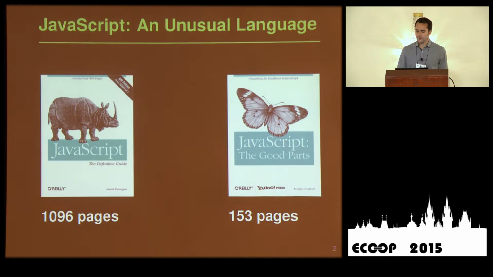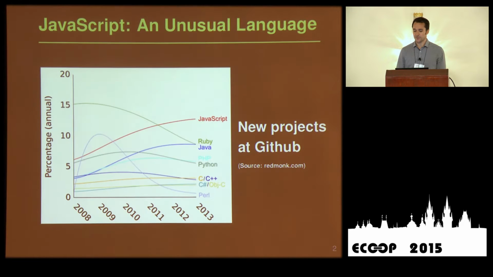A nice way to illustrate some of the design issues in JavaScript is to look at these two books. The book on the left describes the full JavaScript language, and it takes more than 1,000 pages. And the book on the right describes the so-called good parts of JavaScript, and takes only 150 pages. Now, if this were it, we could just stop here and ignore JavaScript. But JavaScript is also unusual in another way, namely because it's very popular.